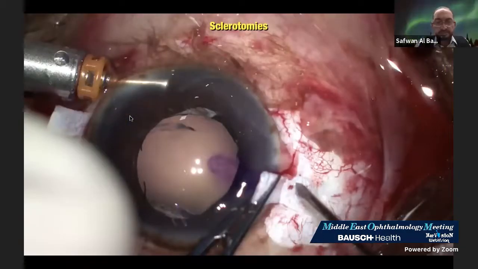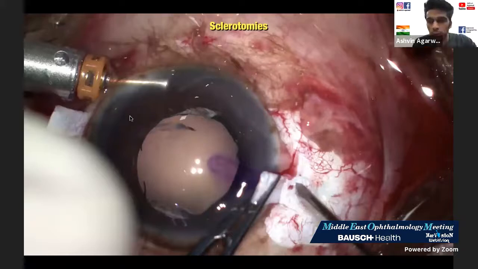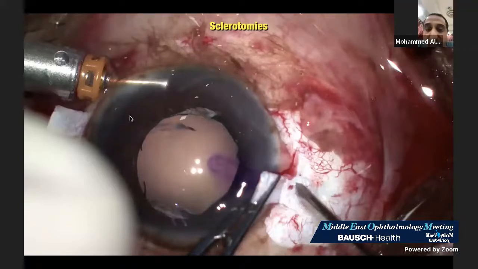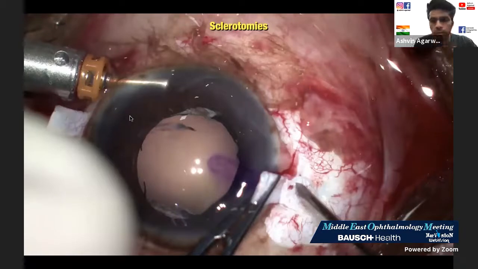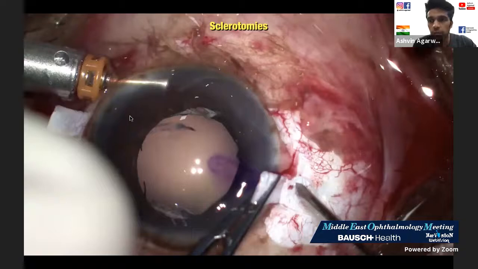Can you hear me, Dr. Ashwin, now? Yes. We want to know what is the exact point that you are going to do the perforation toward behind the iris. The step you have done now before going inside the eye, you make the flap, the iris sclerotomy. You are going behind the iris, right? Yes, it's going behind the iris.